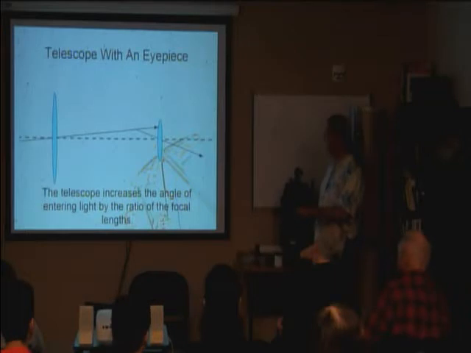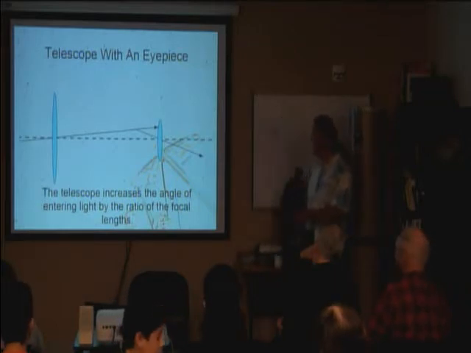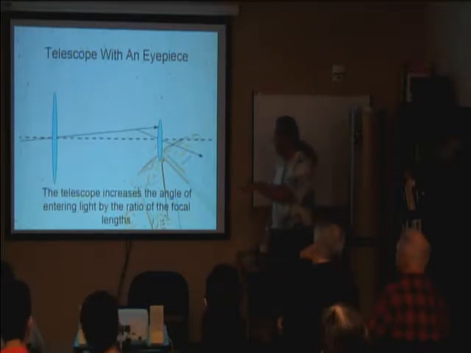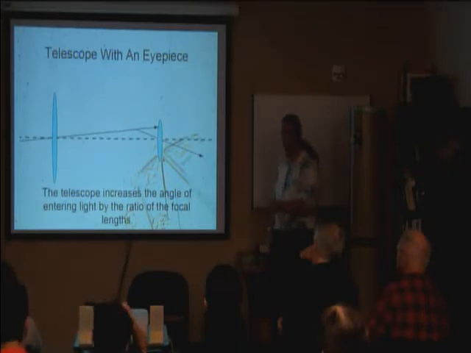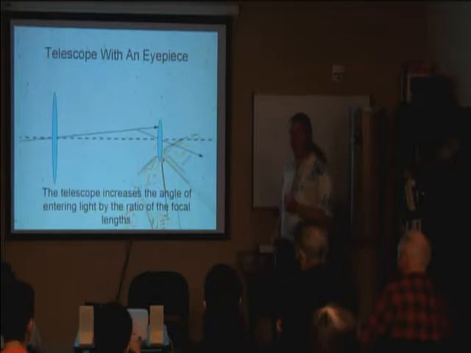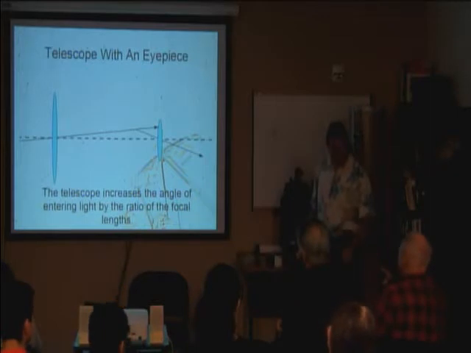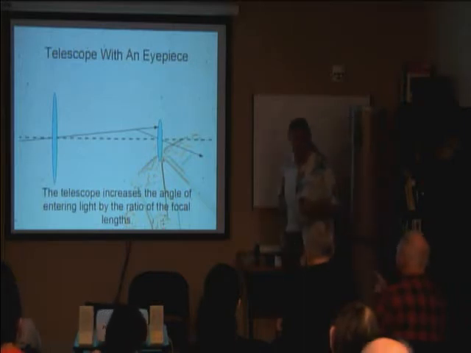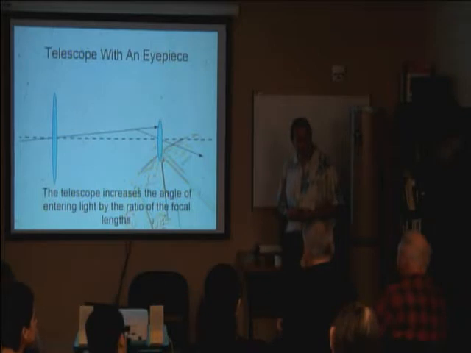Okay? So the telescope increases the angle of light entering by the ratio of the focal lengths. In other words, if the focal length of this lens is 2 meters and the focal length of this lens is 1 meter, it'll be 2 to 1. It'll increase it by 2. Yeah, the magnification will be 2. Very good. So what you're saying is that's the way I want to look at the light. The previous one, you had it right on. This one you're looking at it from an angle.